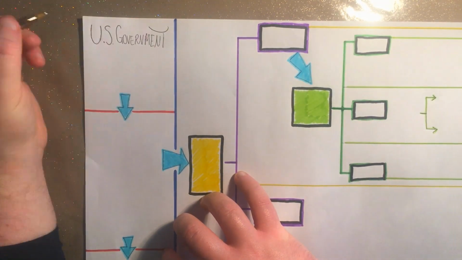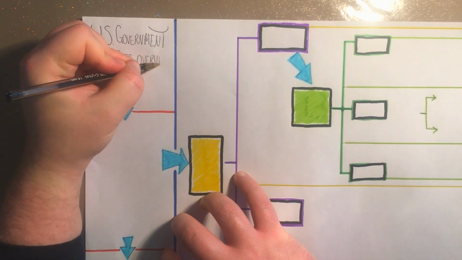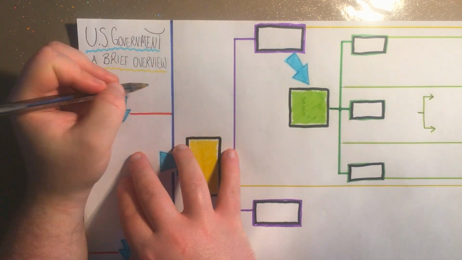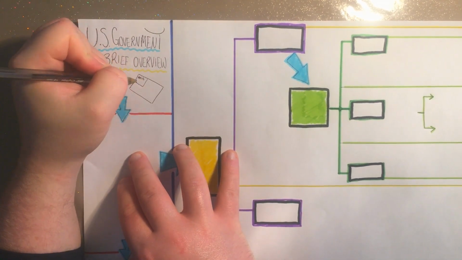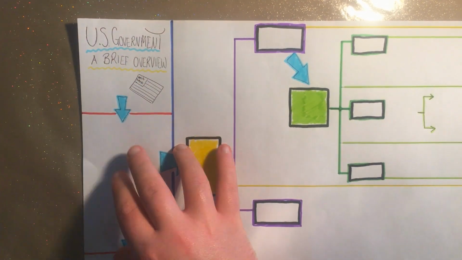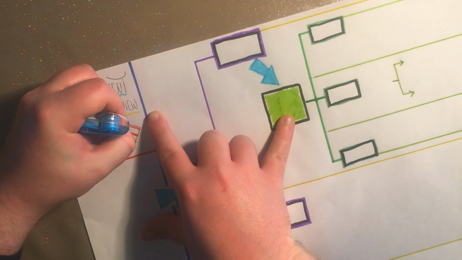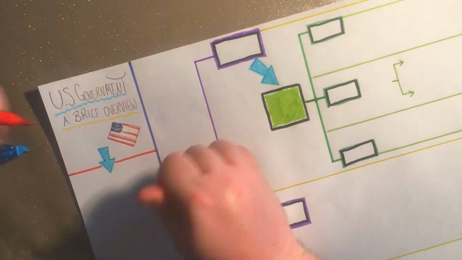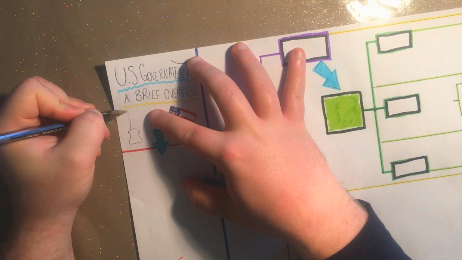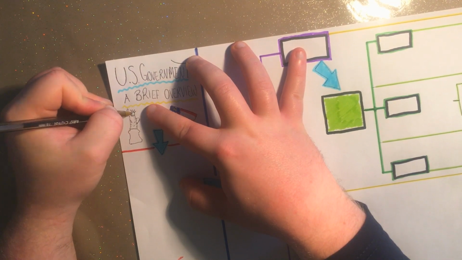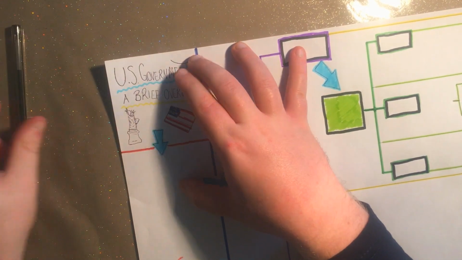So we're going to start in our first box. We're just going to put our title, US Government, a brief overview. We're going to have a couple of images in there. I make my first mistake where I accidentally start coloring in the stripes red and blue rather than red and white, so I need to use some Tipp-Ex tape in order to fix that. But we've got a flag, a quick Statue of Liberty, and the quote, life, liberty, and the pursuit of happiness from the Declaration of Independence.